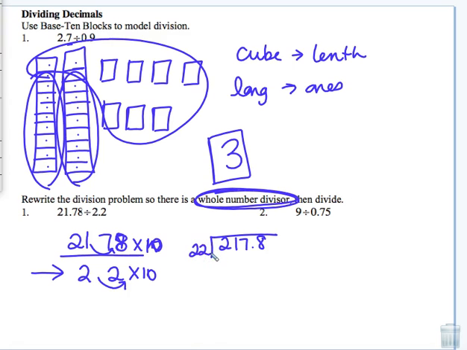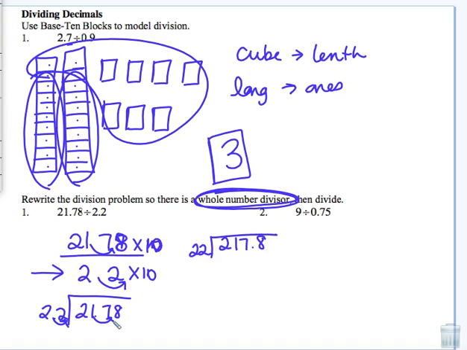What you were probably taught is just to write 21 and 78 hundredths divided by 2 and 2/10. Move this over 1, move that over 1. And that does do the same thing, but you need to think about what did I actually do to do this? I multiplied by 10 to get rid of that tenth. All right, now we can go ahead and do the division.